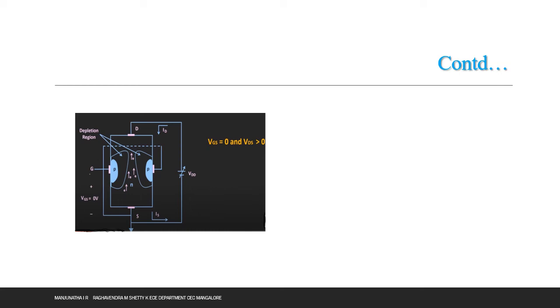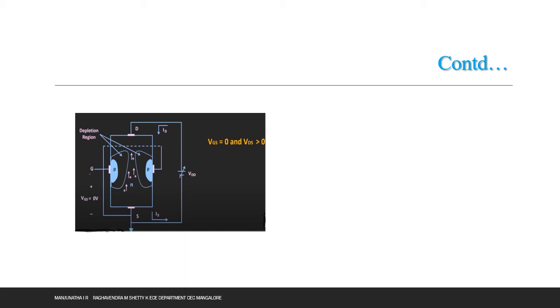So now the depletion region should vary because VDD is a positive voltage and the PN junction will be reverse biased. In reverse bias, the depletion region or depletion width will be increased.